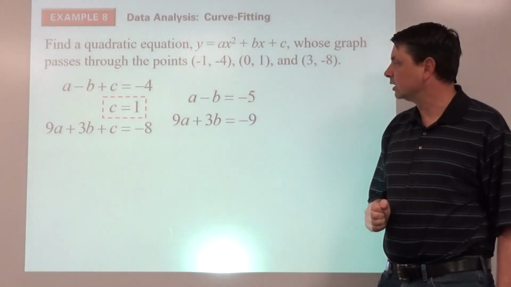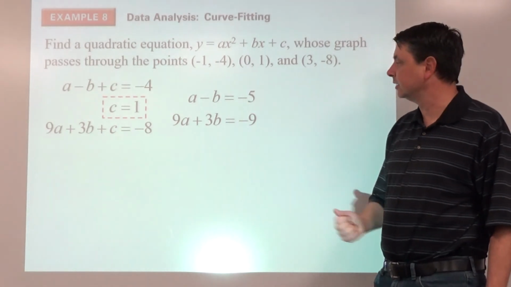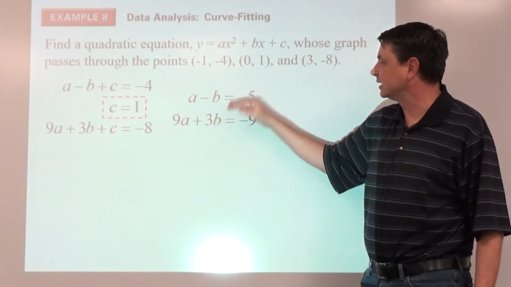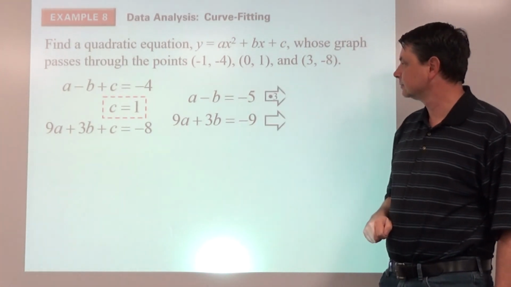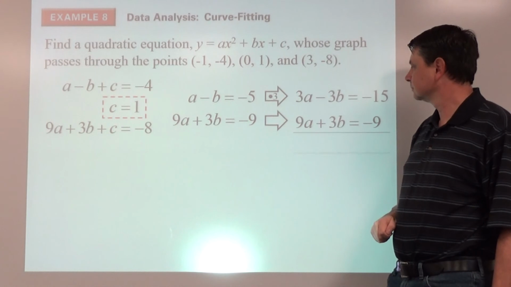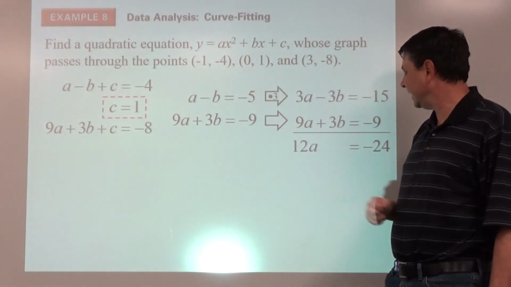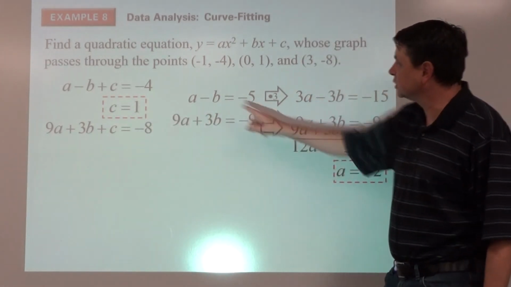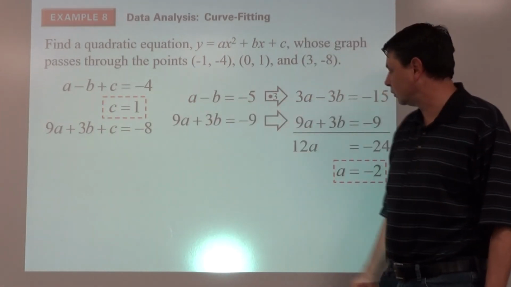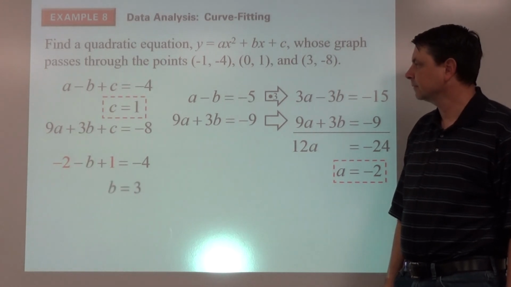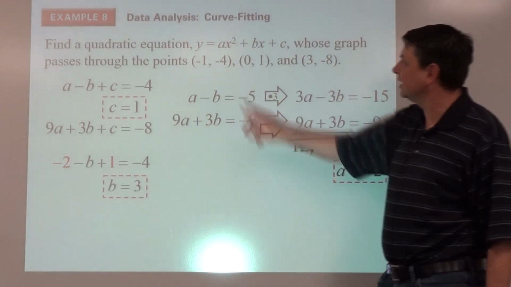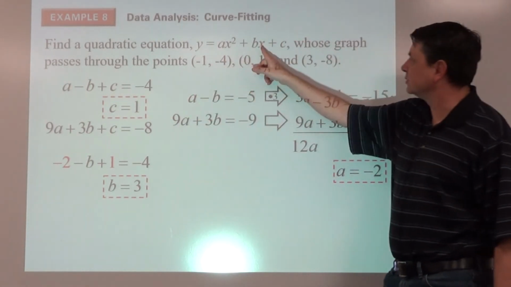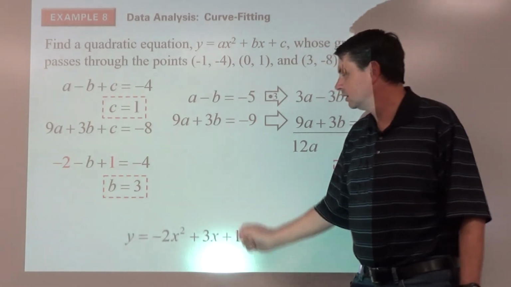And we can solve that one. If we're just using the elimination method, maybe I would multiply this equation by 3, so then I can add them together and cancel out the b's. So a is going to be negative 2. We already know that c is 1. We can substitute negative 2 back into one of these. I kind of like that one right there. b is 3. So our equation is y equals negative 2x squared plus 3x plus 1.